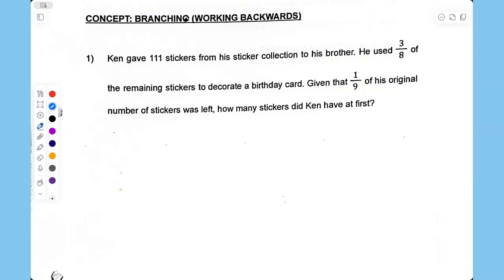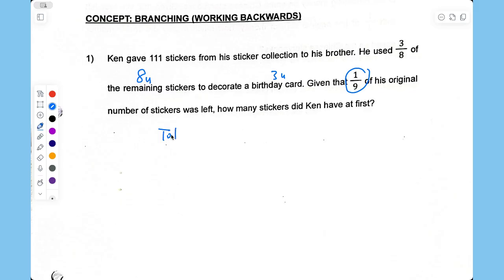This video is for branching method working backwards. Ken gave 111 stickers from his sticker collection to his brother. He used 3 out of 8 of the remaining stickers to decorate a birthday card. That means he has 8 units remaining, and 3 out of 8 units he used to decorate a birthday card. Given that 1/9 of his original number of stickers was left, how many stickers did Ken have at first?